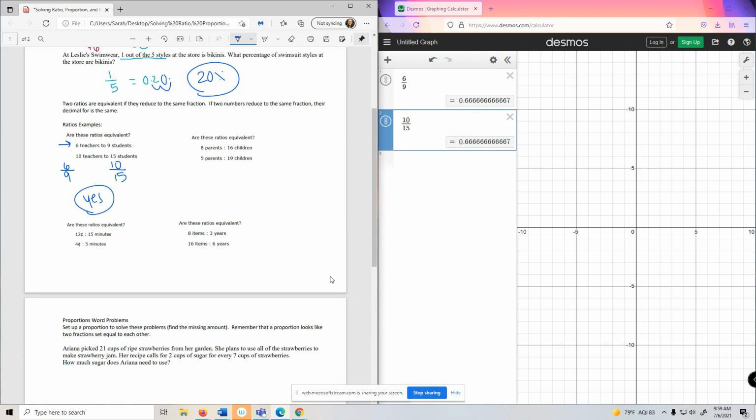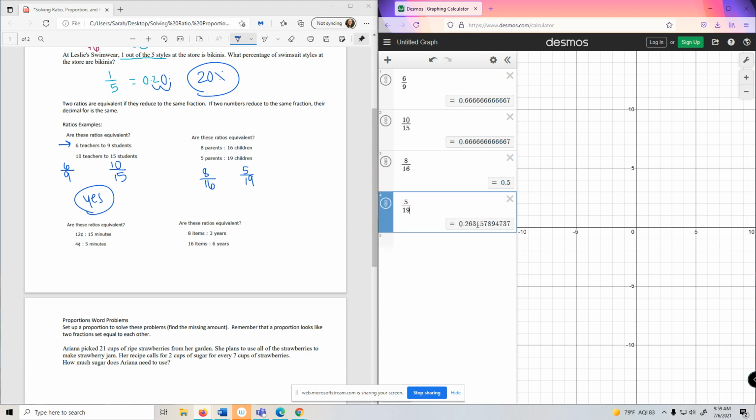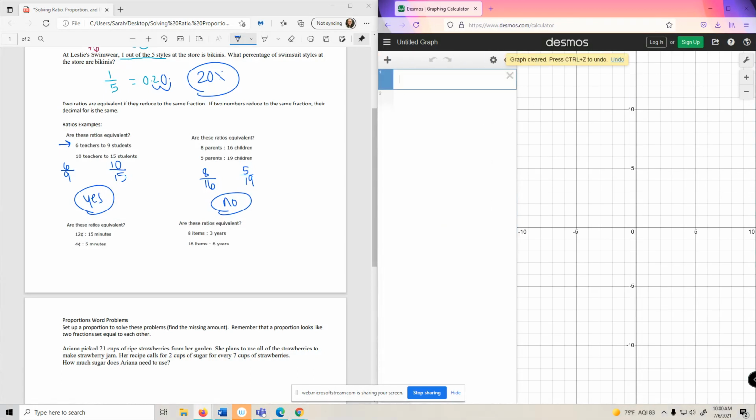Let's try another one. We have 8 to 16, so 8 on top, 16 on bottom. We have 5 to 19. So 8 over 16 is the same as 0.5. 5 over 19, we get a completely different decimal. Since those are not the same decimal form when you change them to decimals, those are not equivalent.